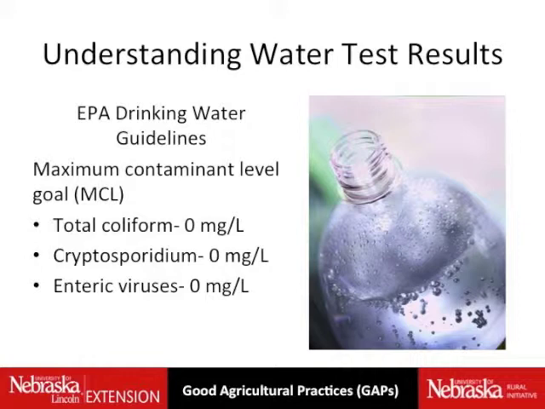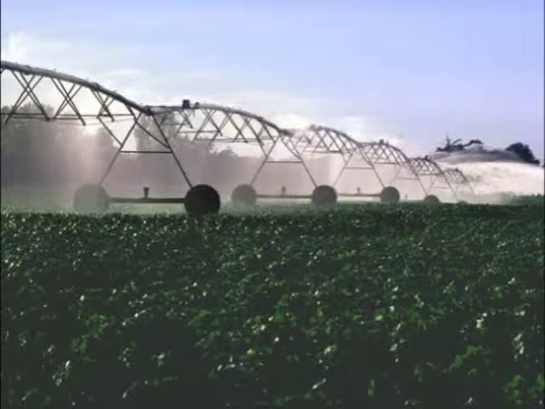Remember that not all coliform bacteria are harmful, but if generic coliform bacteria are found in the sample, then E. coli O157:H7 could also be present. EPA limits for Cryptosporidium and enteric viruses are also 0. However, this does not mean that all water used in field production must meet drinking water standards.